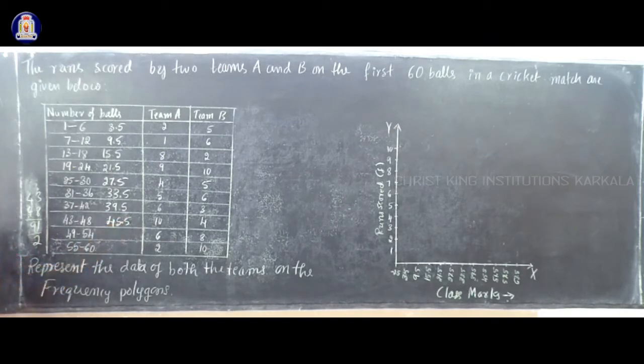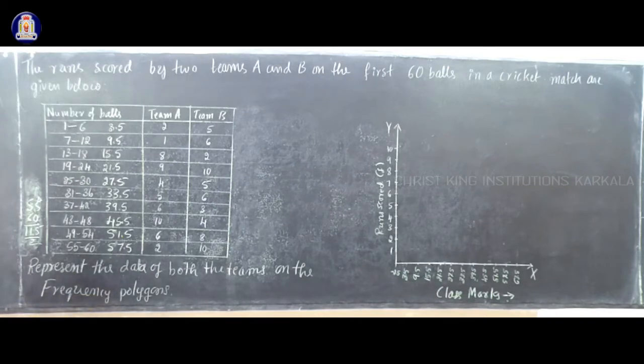Okay, and 49 to 54. Add 49 and 54, that is 103. 103 divided by 2 is 51.5. Next, 55 to 60. Add 55 and 60, that is 115. 115 divided by 2 is 57.5.